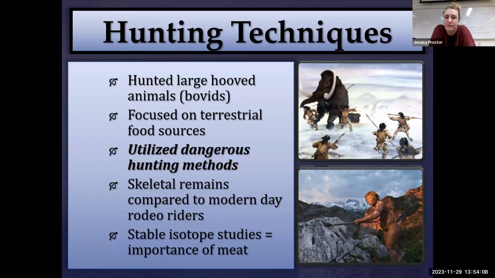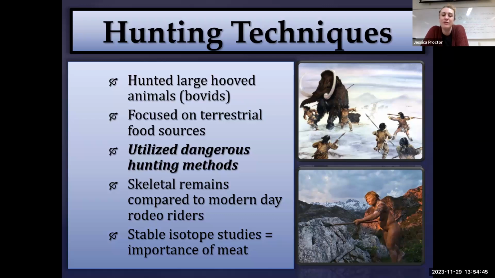So I apologize for the kind of wonky picture here, but I picked it just because I wanted to show you, the evidence does show that Neanderthals were likely hunting with their spear points on the end of wooden shafts like this. So, it wasn't just mammoths that they were hunting, but just larger bovids, larger hooved animals. So the requirement of being very close to these animals likely resulted in a lot of their injuries because the skeletal remains of the Neanderthals that we find are oftentimes compared to modern day rodeo riders.